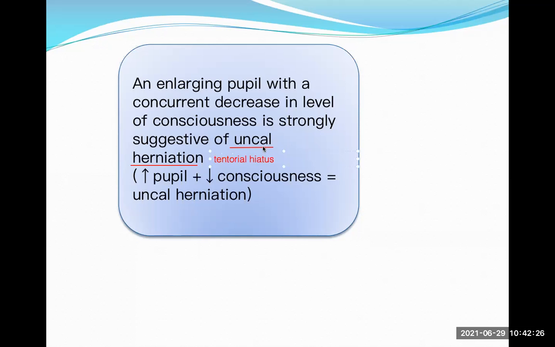If there is a herniation of the uncal part of the temporal lobe, it will compress the third cranial nerve or oculomotor nerve, and as a result of that, the oculomotor nerve will be dysfunctional. So there will be enlargement of the pupillary size. Very important point. At the same time, the brain stem is compressed. There is the reticular activating system at the central part of the brain stem, and when that is compressed, there will be decreased level of consciousness. So these are two important features of uncal herniation. And uncal herniation can occur in case of raised ICP.